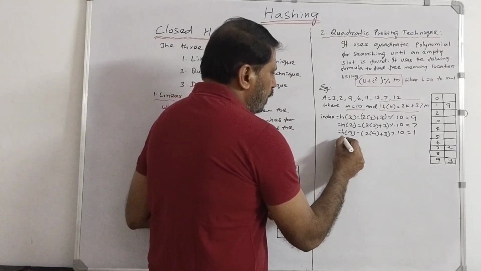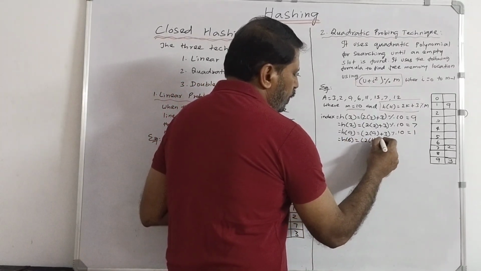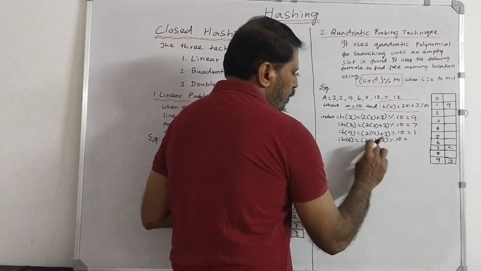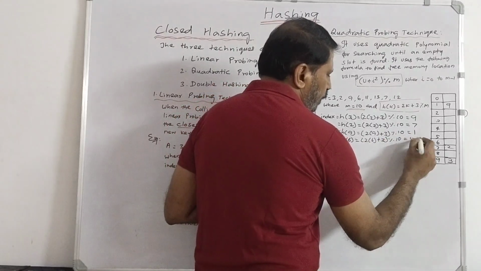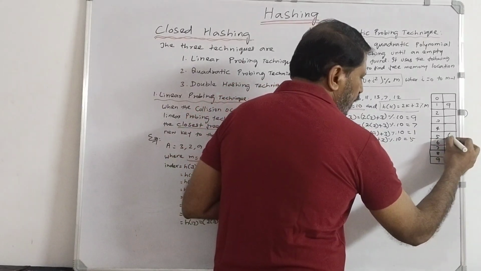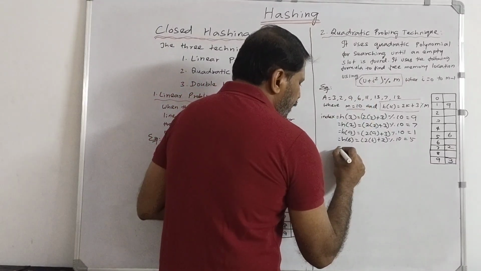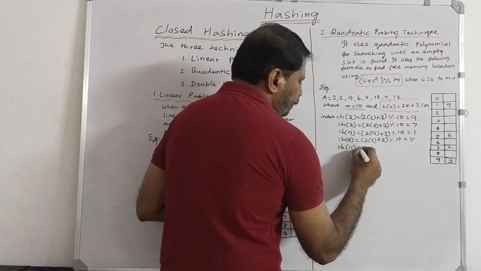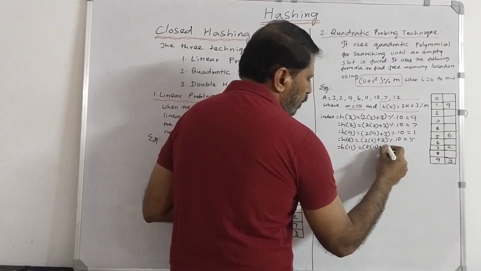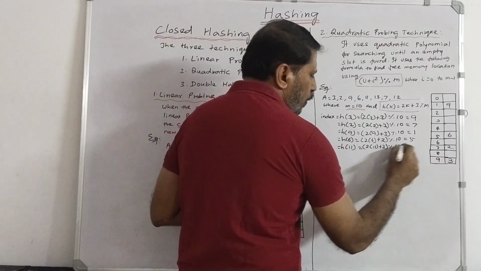So what is the next one? h of 6. h of 6 equal to 2 into 6 plus 3 modulo 10. 2 into 6 is 12, 12 plus 3 is 15, which means 5. So we go to the 5th location and store the value 6 there. Then the next number is h of 11. So 2 into 11 plus 3 modulo 10. 2 into 11 is 22, 22 plus 3 is 25.